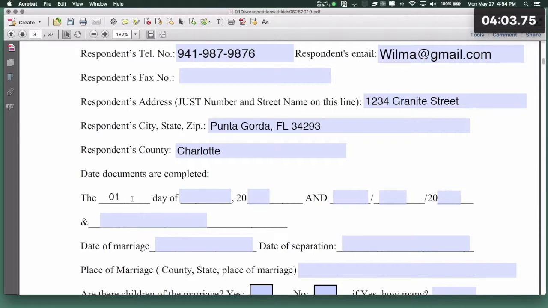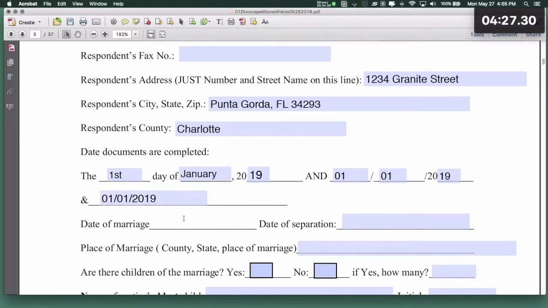This is the first day of January. Let's put first there. First day of January 2019 and 01/2019, and now we just do it the regular way here.